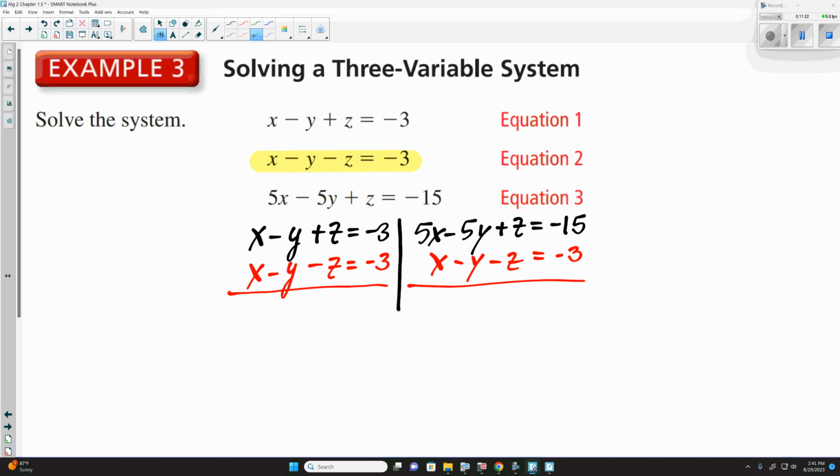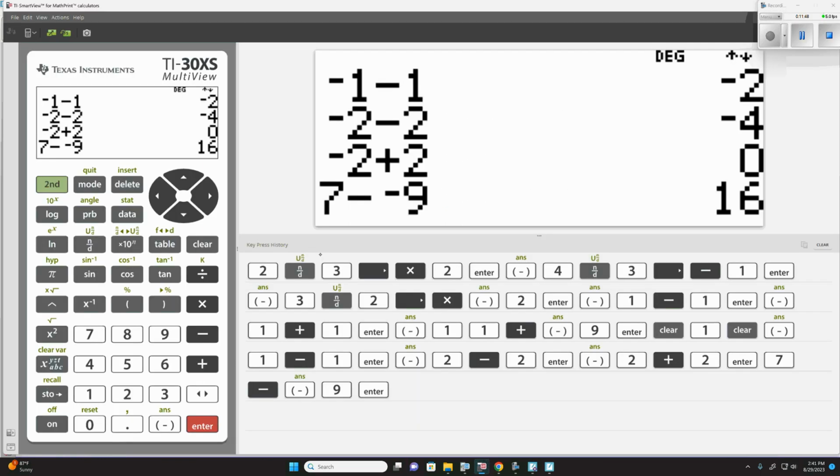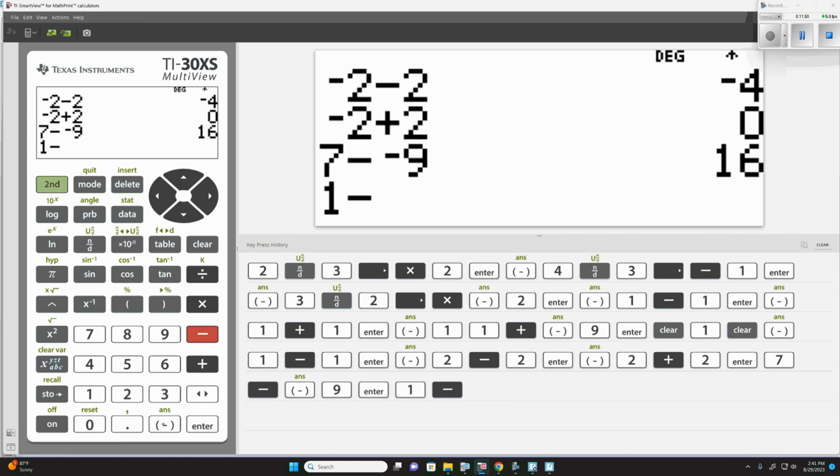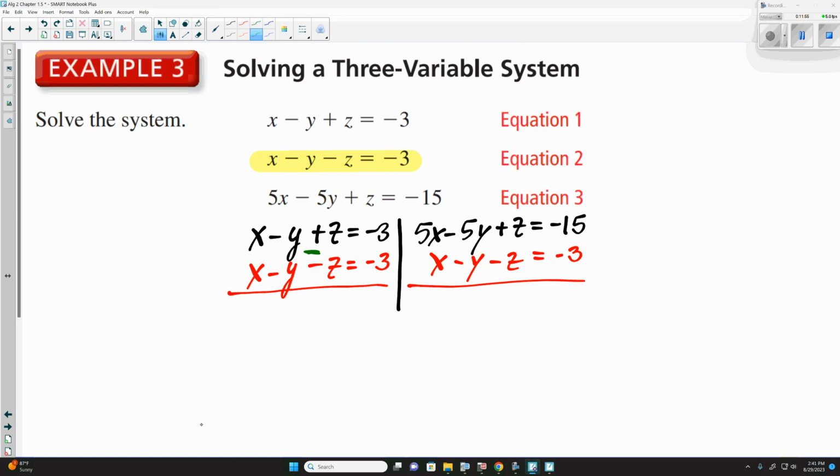Now to cancel these out, to cancel z out, positive z and negative z, we would add or subtract. Z minus negative z. 1 minus negative 1 is? 1 minus negative 1 is 2. So we add. If the signs are opposite, we add. If the signs are the same, we subtract. Since one of the z's is positive, the other is negative, we're going to add.